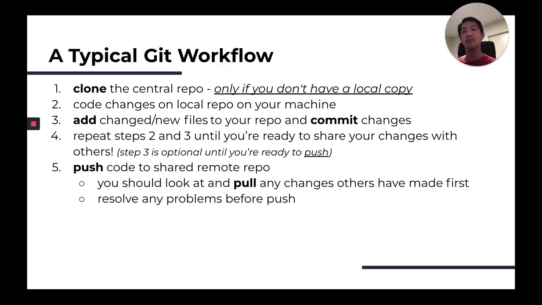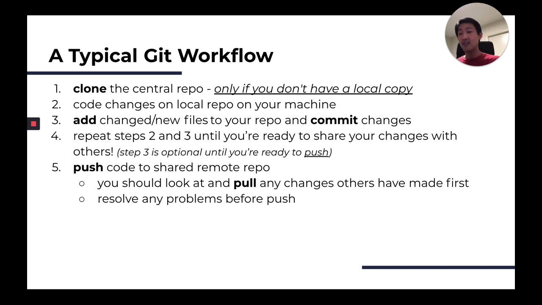So here's a typical Git workflow. First, you want to clone the central repo on GitHub or GitLab or Bitbucket. And this is, of course, only if you don't have that local copy yet. Now, after you have that local copy, you can make changes on your machine, maybe add a new feature. Then, once you've done that, you will add those files to your staging area within Git.